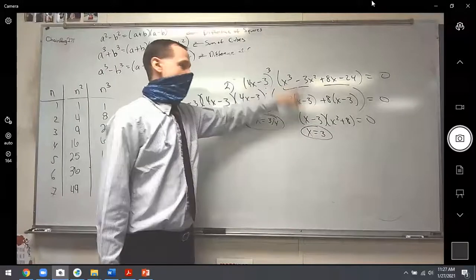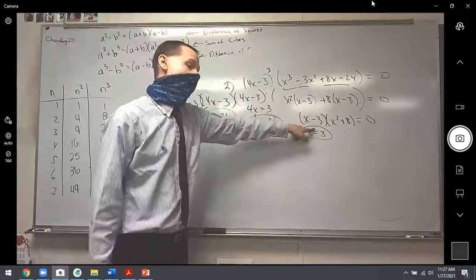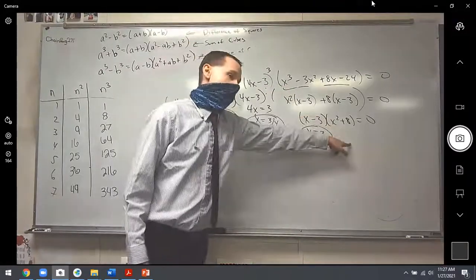So you have 3 for the other thing? This is a cube too. Yeah, so there'll be 3 answers. Yep. And we got 1 so far, but the other 2 are in this quadratic, right?